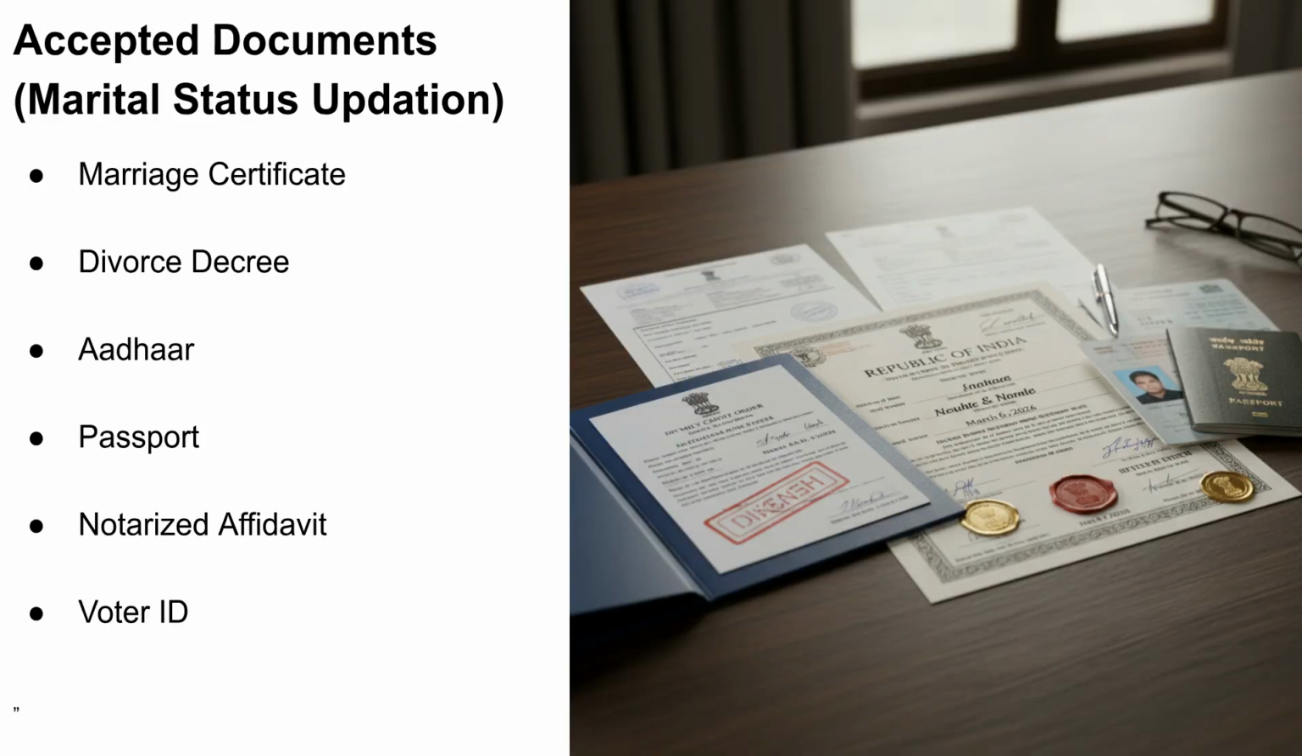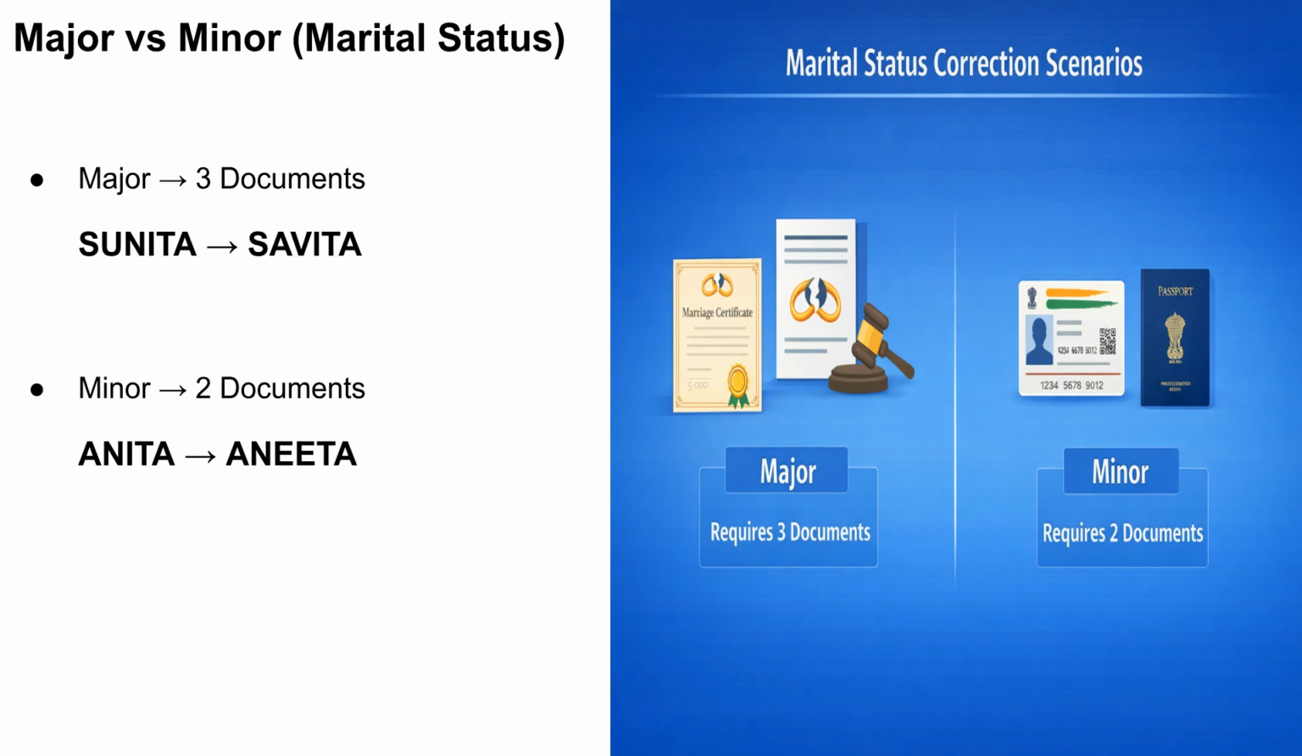Documents acceptable for marital status changes include a government-issued marriage certificate, court divorce decree, Aadhaar, passport, notarized affidavit, and voter ID. Addition of a spouse or a change from married to divorced status is generally treated as major, requiring 3 documents. Minor spelling discrepancies require 2 supporting documents.